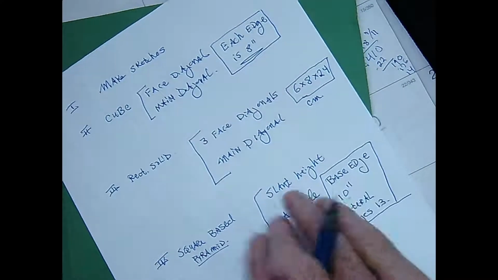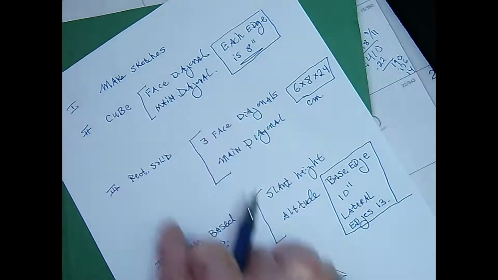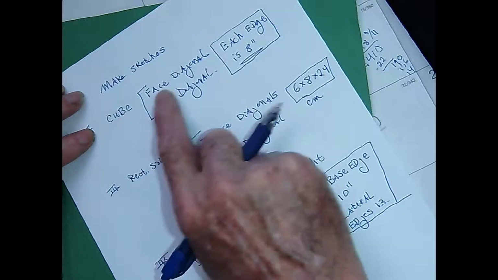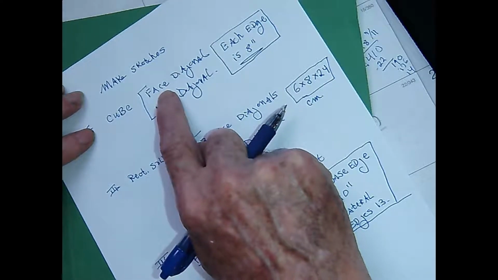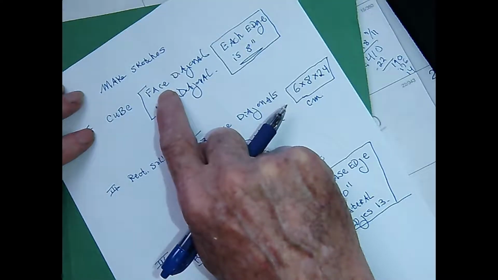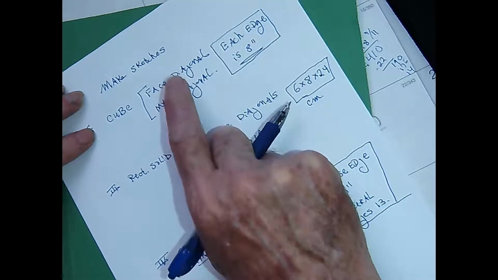I just scribbled it right here, but I want you to make sketches every time. You're going to do 3 solids. You're going to show me a cube. And with that cube, you want to make a statement about it. Show me the Pythagorean Theorem every time, even though you already know what the answer is going to be. Demonstrate the Pythagorean Theorem as you find a face diagonal and a main diagonal.